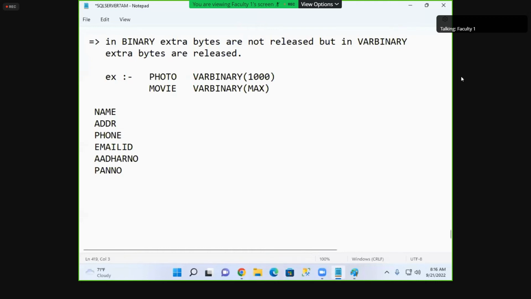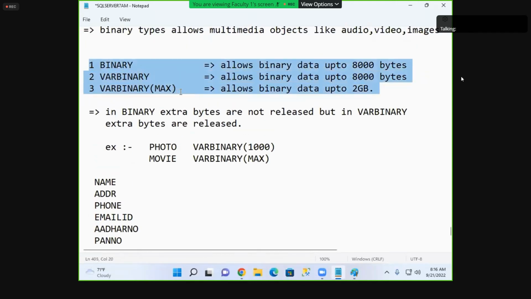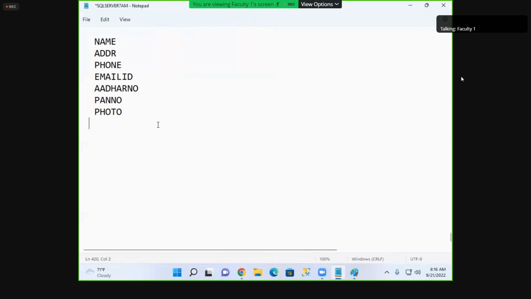And can we store customer photograph in the database? Yes. Because what types are available for storing photographs? Binary, varbinary(max). Can we store customer signature in the database? Yes. Signature is not text, signature is an image. So can we store the signature in the database? Yes. So that means we can use SQL Server for a bank database. For banking, can we use SQL Server? Yes.